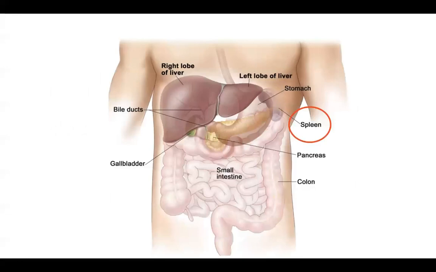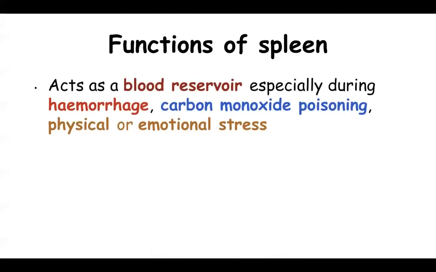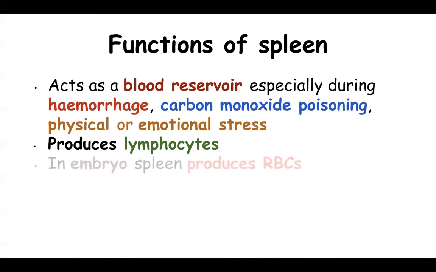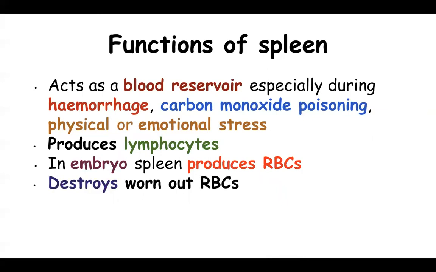So you have the next lymphatic organ. In fact, the largest lymphatic organ, that is the spleen. The spleen is present behind the stomach. It acts like a blood reservoir, especially during hemorrhage when there's excessive blood loss, during carbon monoxide poisoning, when somebody is exposed to excessive amount of carbon monoxide, during physical and emotional stress. So all these are points when a large amount of blood cells are formed. They produce lymphocytes. Lymphocytes are one type of WBCs. In the embryo, the spleen produces RBCs. It destroys the worn out RBCs.